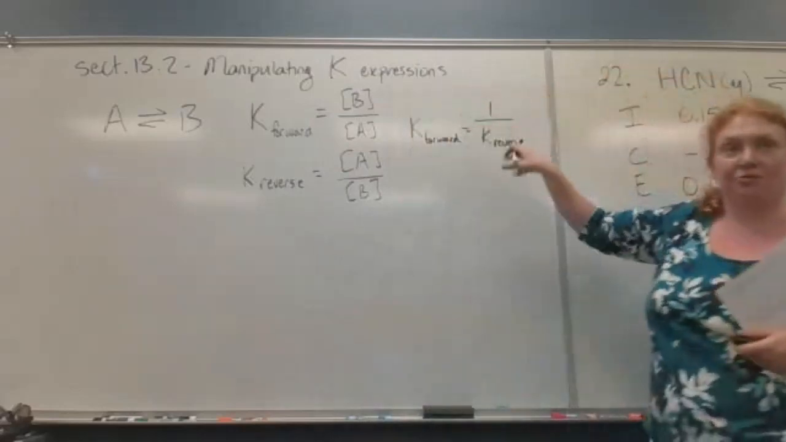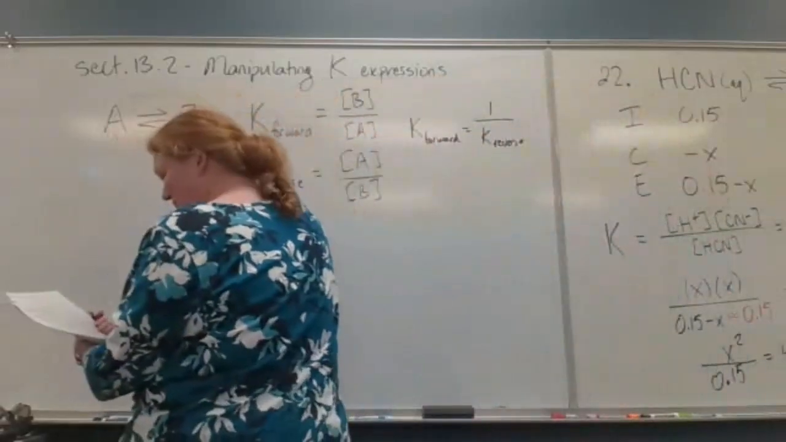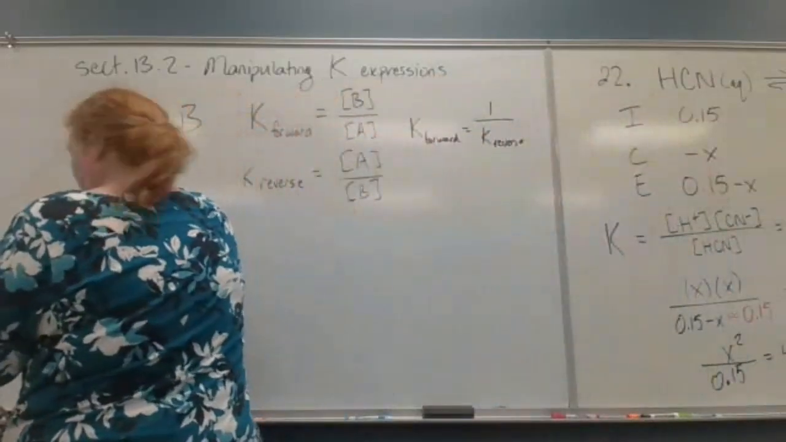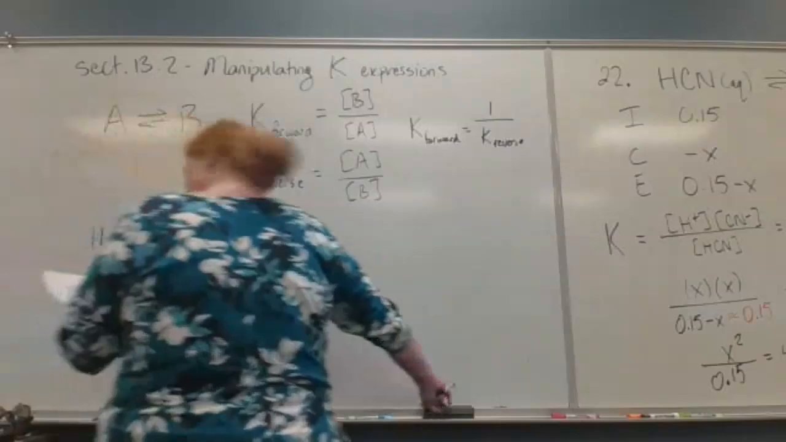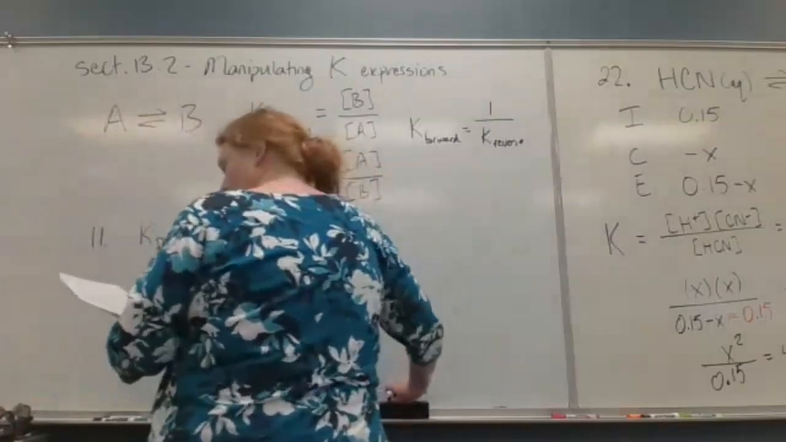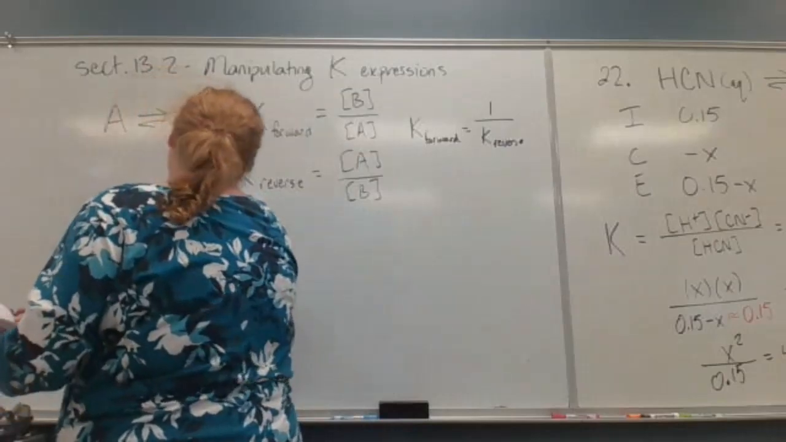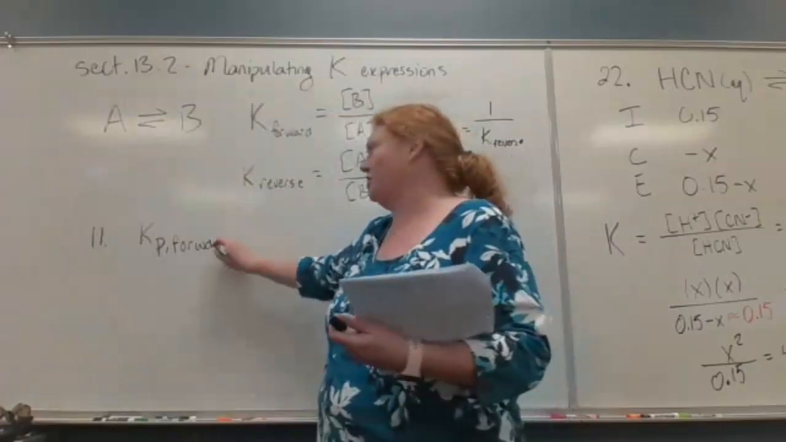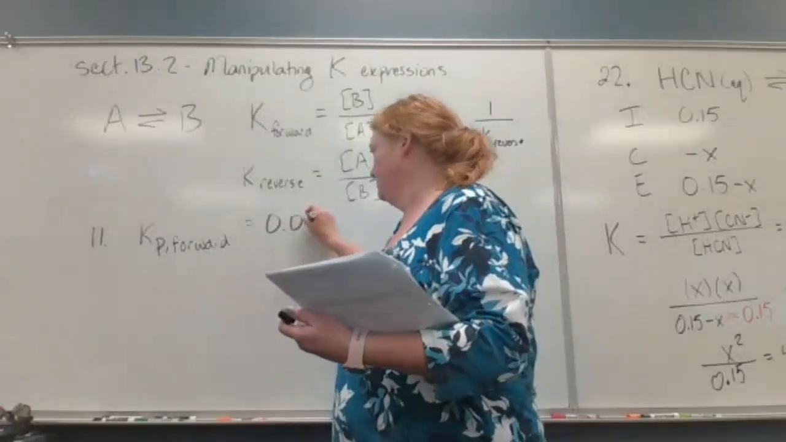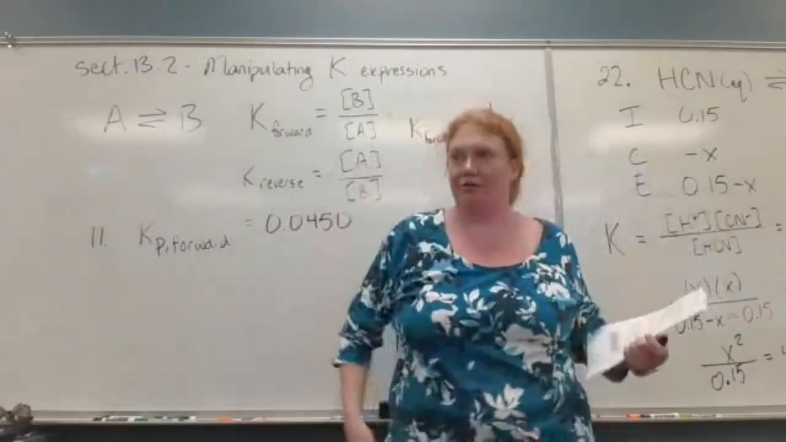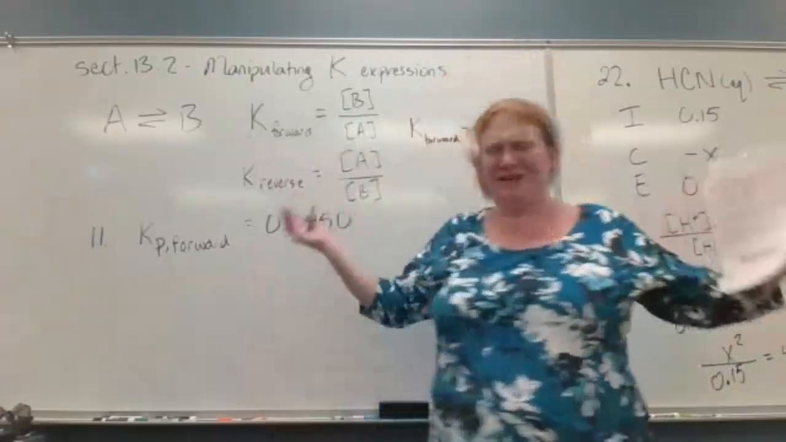Right? The forward and the reverse are reciprocals of each other. That's what we're saying. On 11, I said if K for a reaction is 0.0450, so this is specifically talking about pressure base, but it doesn't matter if it's pressure or concentration, in the forward direction is that value. What's the value if it's in reverse? 1 over that number. Yes.